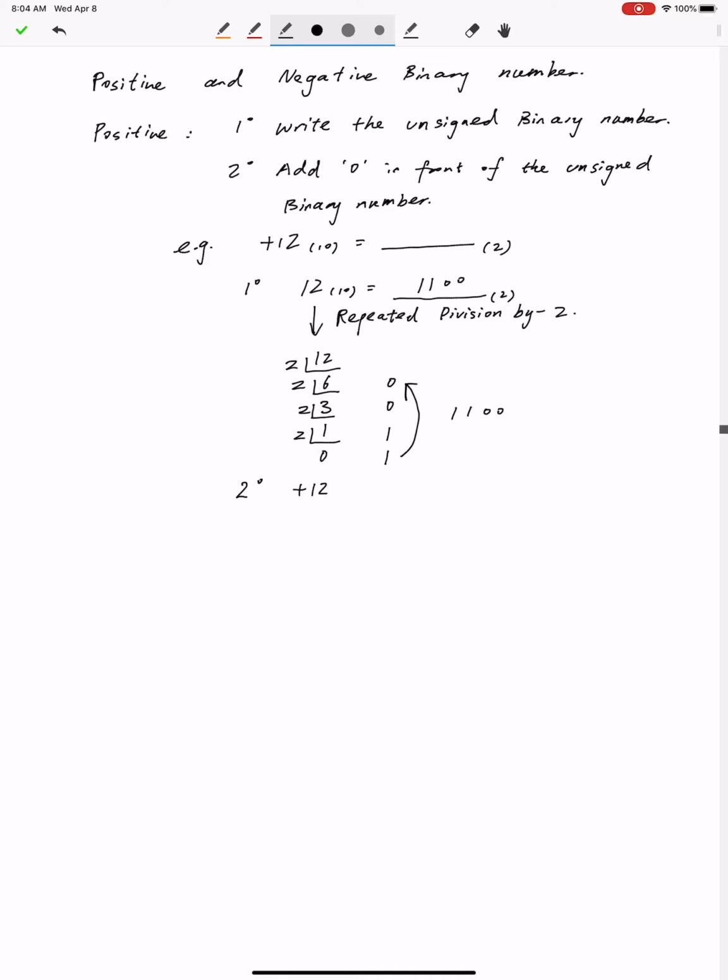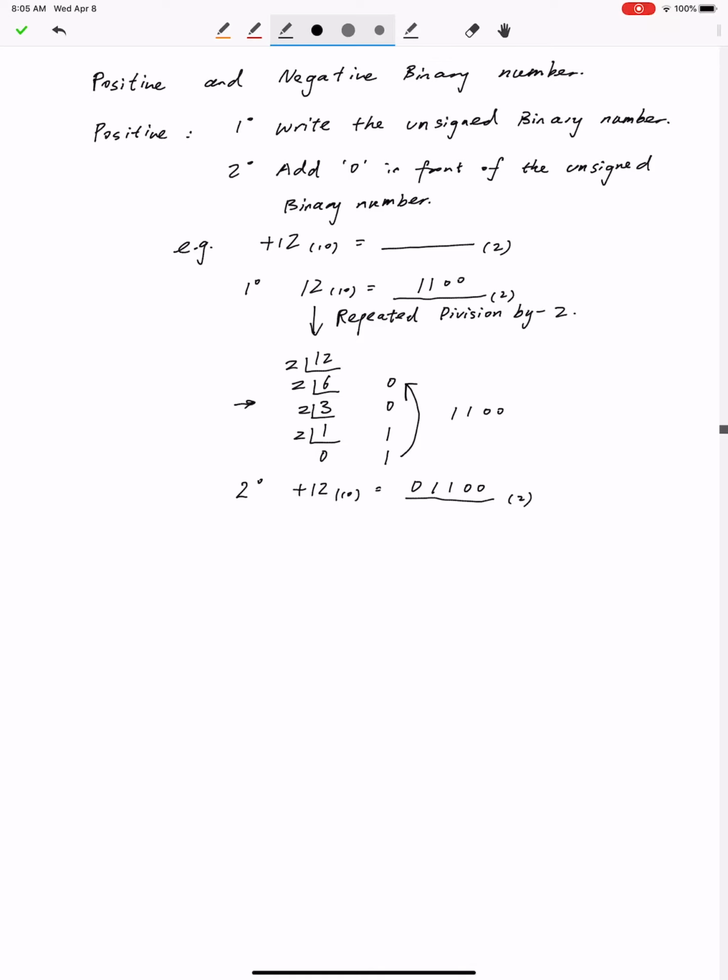Alright, after we have the unsigned binary number, the second step is very simple. We just need to add 0 in front of the unsigned binary number, and we get the signed binary number, and that is the positive sign, right? That's the positive 12. Right, so that's how we handle this process. And in this step, there's one quick way to convert the decimal number to binary number. I want to mention here.